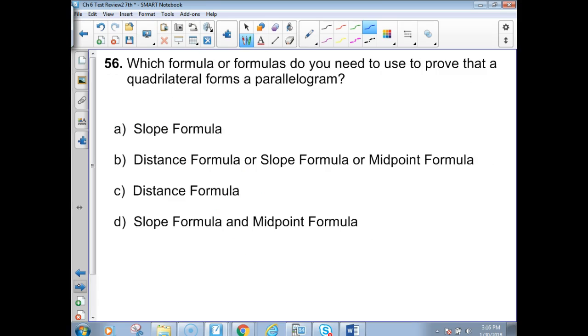Which formula or formulas do you need to use to prove that a quadrilateral forms a parallelogram? We've definitely used slopes. Have we used anything else? Distance, so it's all of these. The best answer is B. You can use the distance formula to prove opposite sides are congruent or diagonals are congruent. You can use the slope formula to show opposite sides are parallel, and you can use the midpoint formula to find out if the diagonals bisect each other.